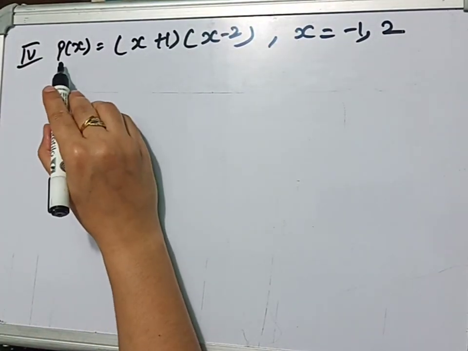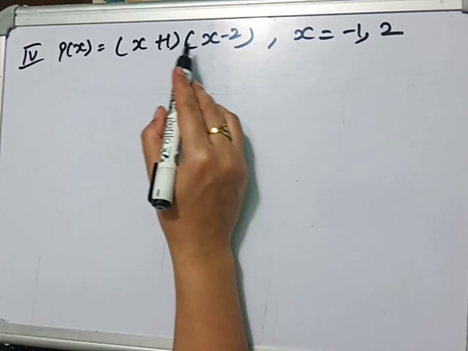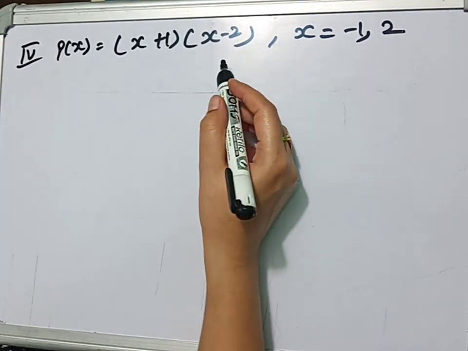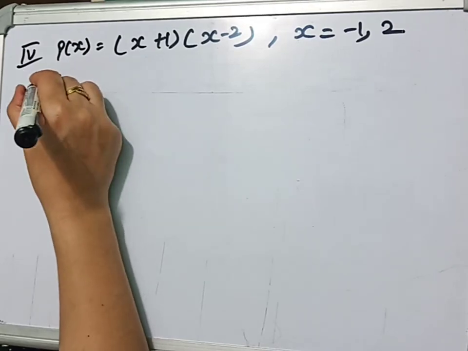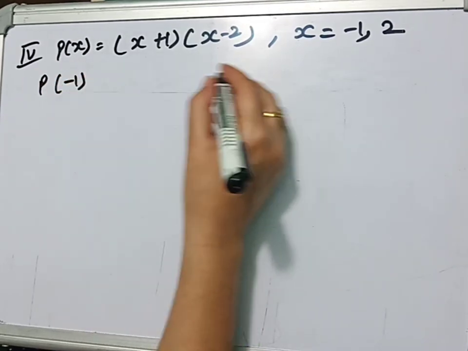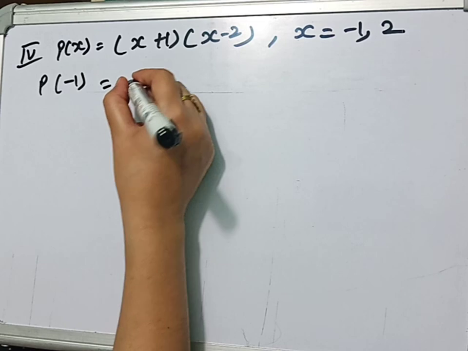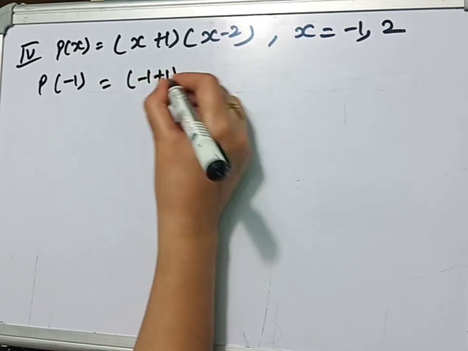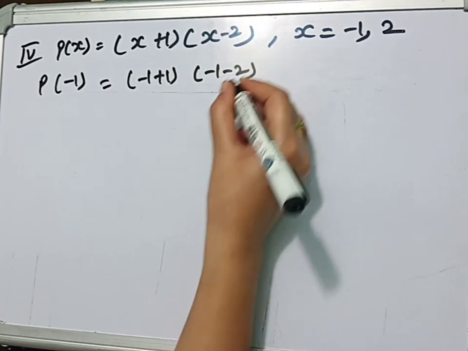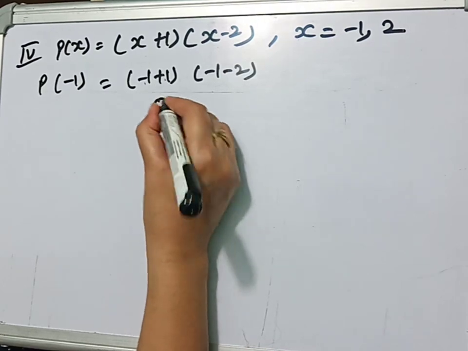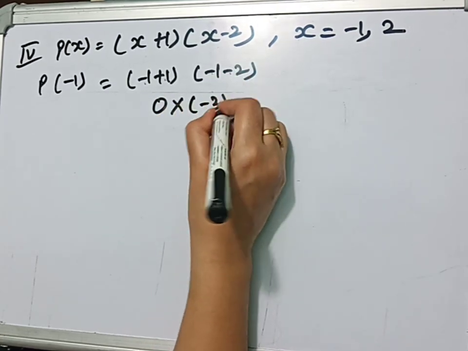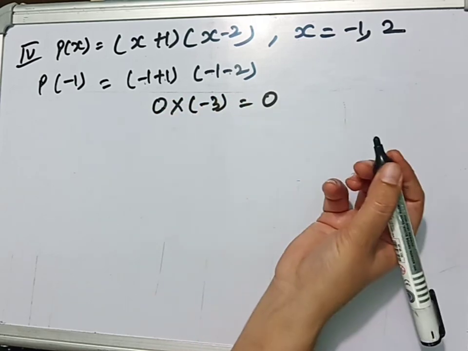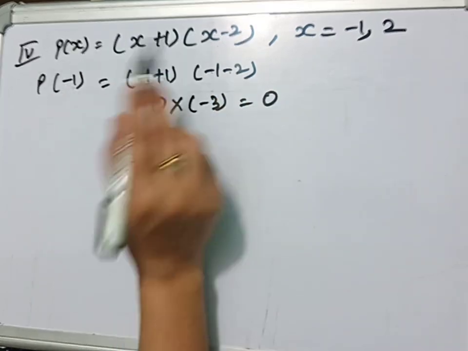Fourth part is p(x) is equal to (x plus 1) into (x minus 2). Now the values of x are minus 1 and 2. Again we will check by putting the value of x in this polynomial. Minus 1 plus 1, minus 1 minus 2. Minus 1 plus 1, that is 0, into minus 1 minus 2, minus 3. 0 into something is equal to 0. So minus 1 is 0 of the given polynomial.